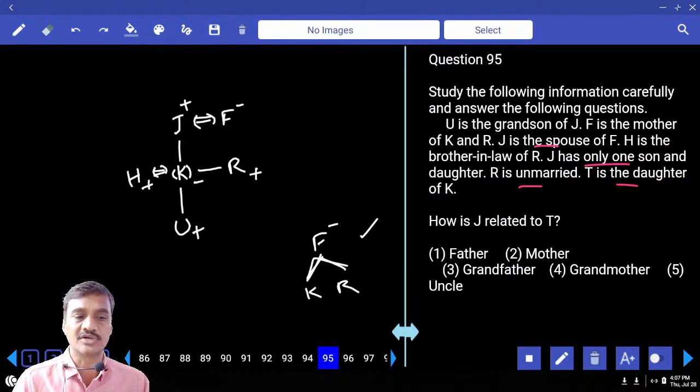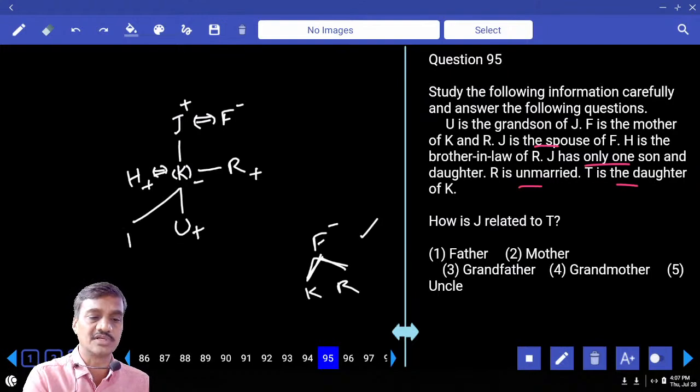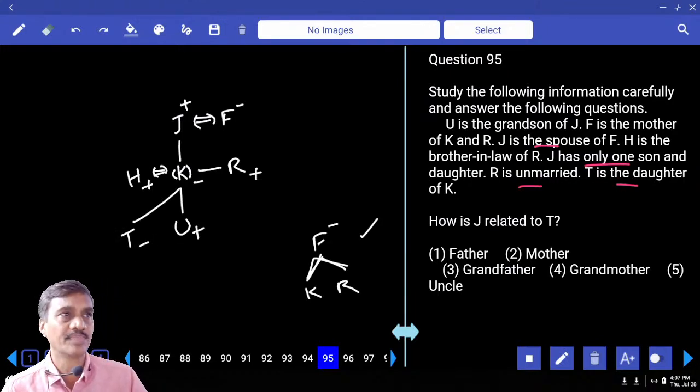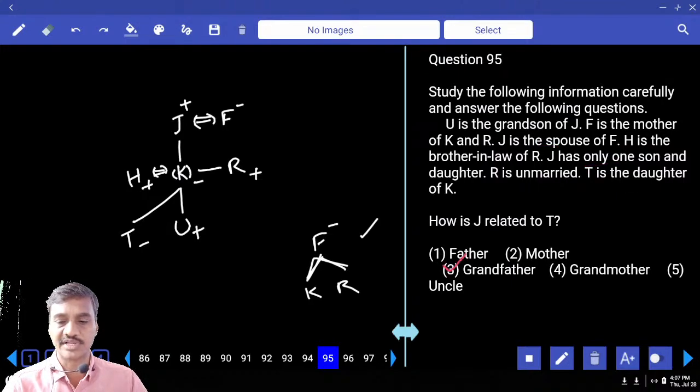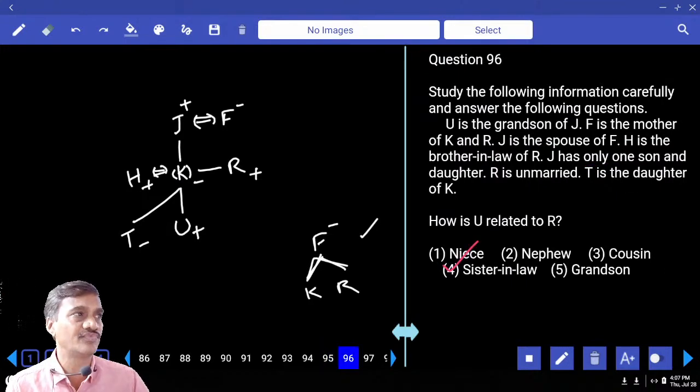T is the daughter of K. Then according to this one, how is J related to T? Yes, what is the answer here? T's mother's father. Mother's father is grandfather, choice 3, question number 95.